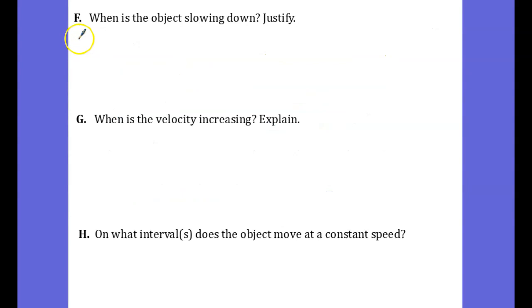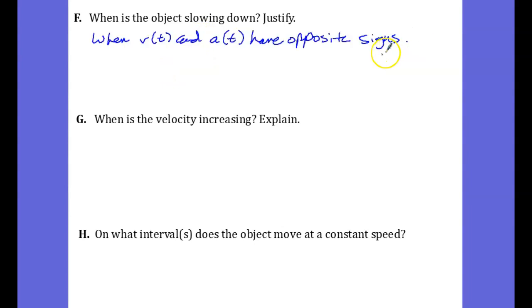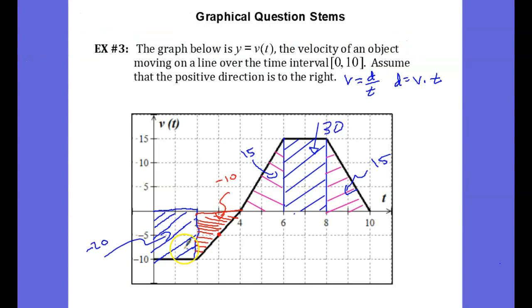In part F, they ask, when is the object slowing down? Justify. Well, all right, this is the other version of our speed question that was asked earlier. Before they asked, when is it speeding up? And remember, we said that happens when the velocity and acceleration have the same sign. Well, when does it slow down? When velocity and acceleration have opposite signs. Okay, so when does that happen? Let's look back at our graph. All right, so constant acceleration, that's 0.